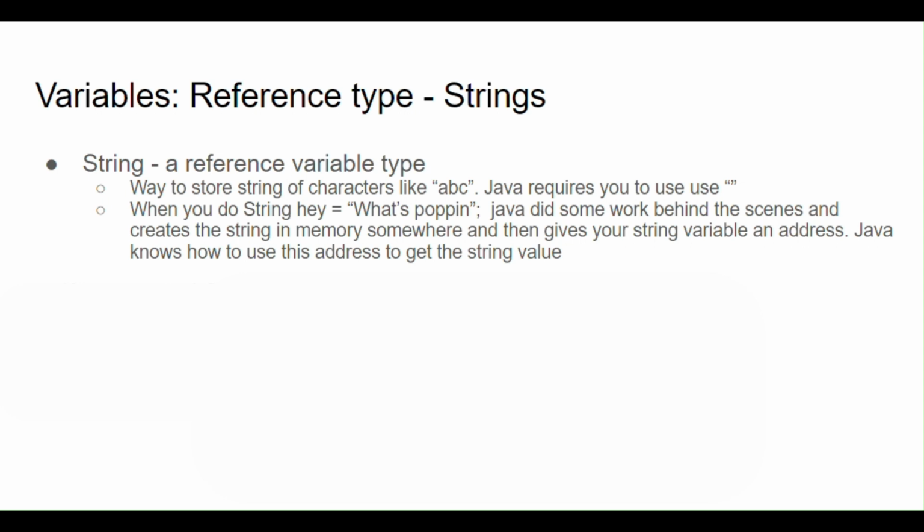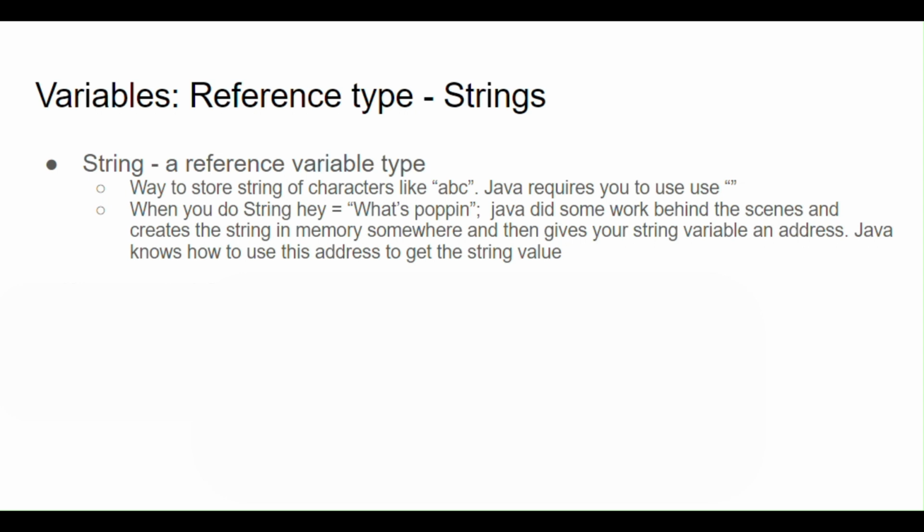And so what happens when we use a string variable, it's a reference type variable. So whenever we create the string variable, Java is going to create a space in memory. So Java is doing some work here, but in that it creates space in memory and it figures out how to store the value that we provide. So if we create a string called hey and what's poppin', Java creates the space in memory and then figures out how to store what's poppin'.